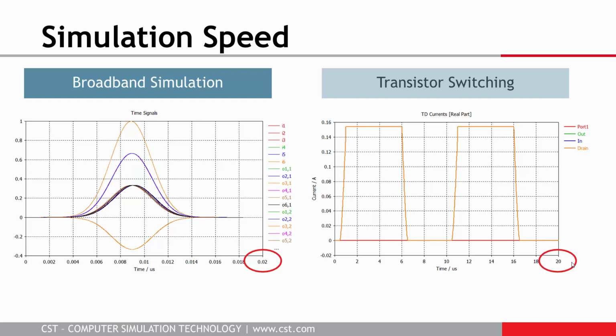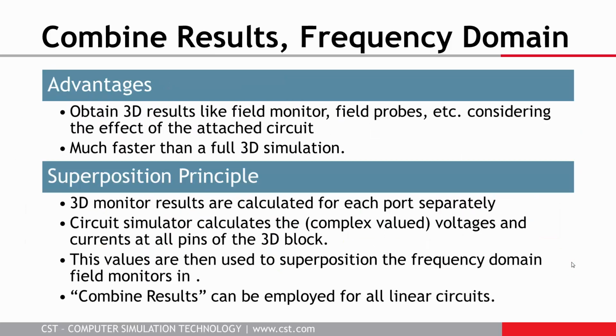What you do there is really use this coupled simulation also in order to be able to simulate pretty long switching times. And because we do this, we can no longer visualize the fields and the currents by the true transient approach. We need to find a different way to visualize the currents, and this is by using the so-called combined results. Combined results is something which is based on the superposition principle.